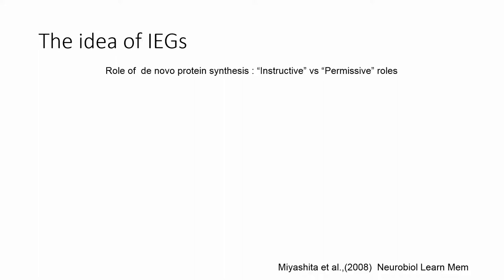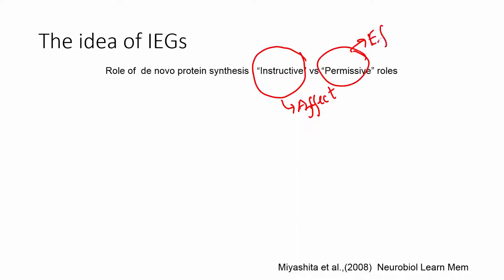So, the person is going to tell you that, okay, do this. So that these genes send a signal for subsequent cellular processes, versus a permissive role, where there is an active participation in a process that helps in memory formation. So, you would say these are affectors because they affect, while these are called effectors. Based on this, you can classify the IEGs as affectors and effectors.